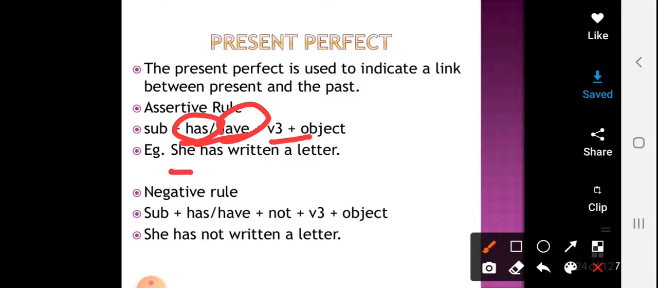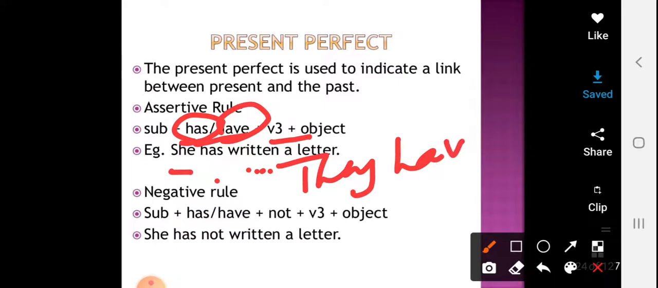She is singular, she has. The third form of write is written. She has written a letter. Okay. They have written a letter. When you write they here, you will use have plus the third form of verb. They have written, they have done, right? These are the rules. When we convert these kinds of sentences into negative form, we add not after has or have.